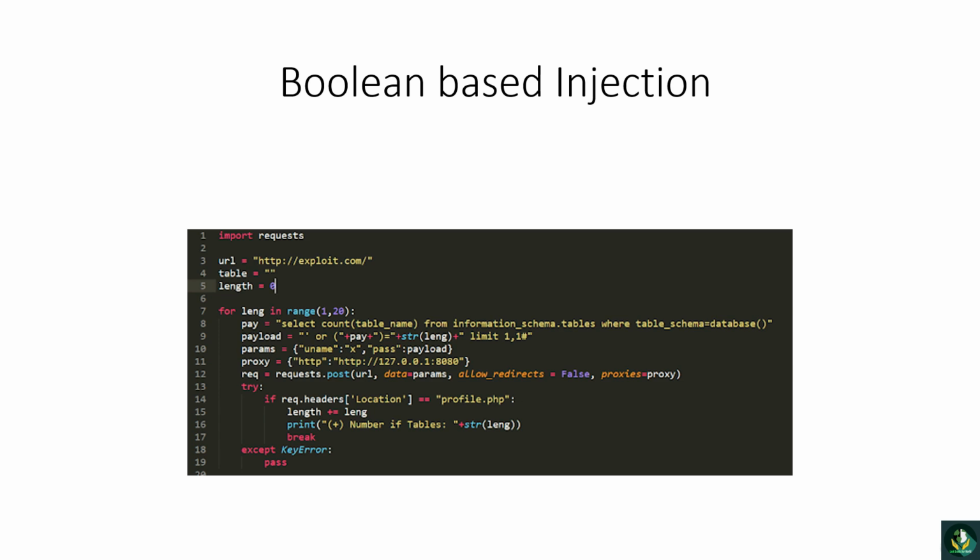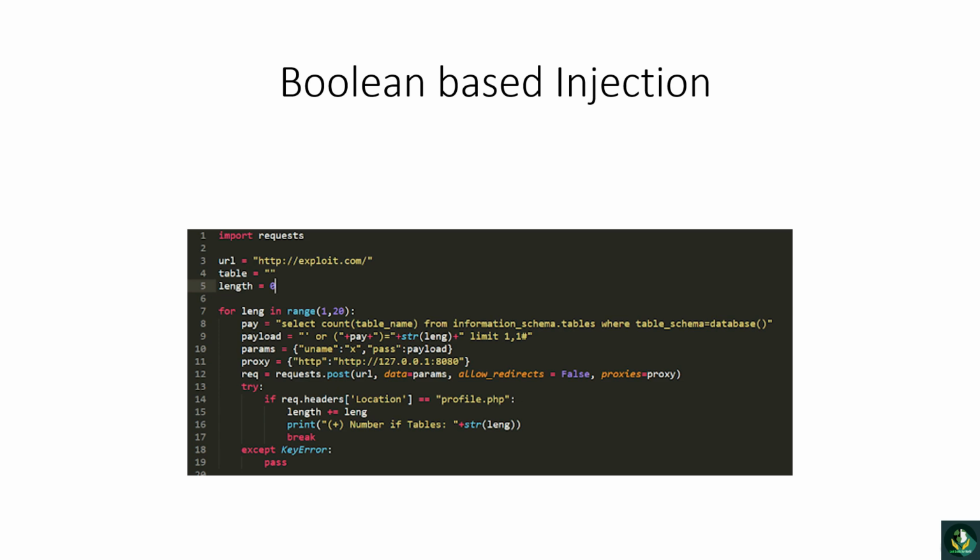We can add a proxy to the request to track the requests from our script. This is the for loop where we count the tables that we should dump and set it as a variable length. The second part will be 3 for loops. The first one will return the length of the table name and set it to the table name variable. The second for loop will take the length of the table name and start dumping the letters, and will pass them to another for loop.